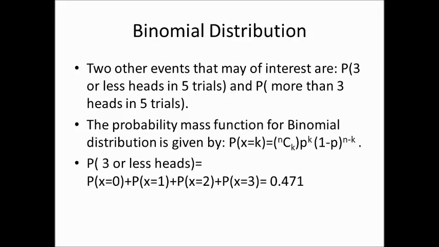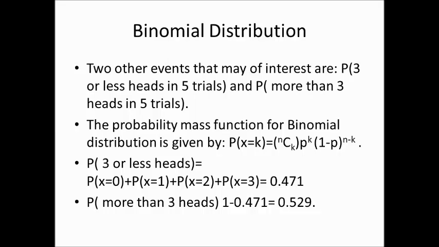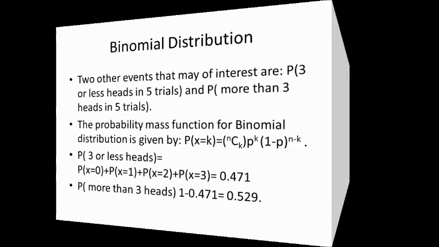So probability of getting 3 or less heads will be the probability of getting 0 heads, exactly 1 head, exactly 2 heads, and exactly 3 heads. If you add them together, the probability for that event comes out to be 0.471. So if you take the complement of that, the probability of getting more than 3 heads will be 0.529.